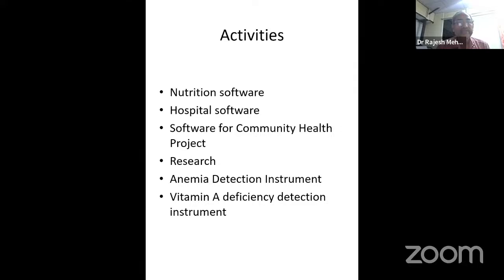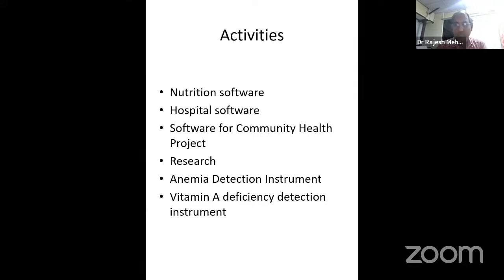Few other activities. Nutrition software will be shared with you. Anemia detection instrument, you should have it. If you send your address, then I think we can send you along with your certificate. Vitamin D deficit detection instrument. I think I should share the details on that so that if you want to use it, you can use it.